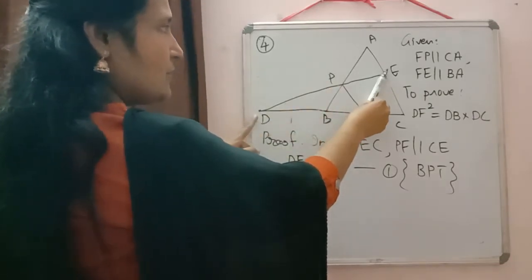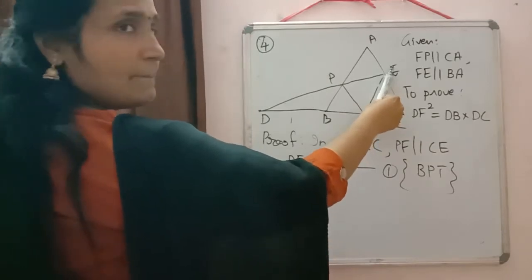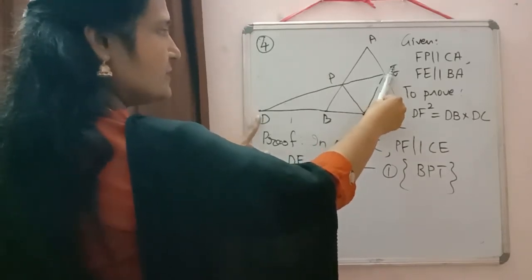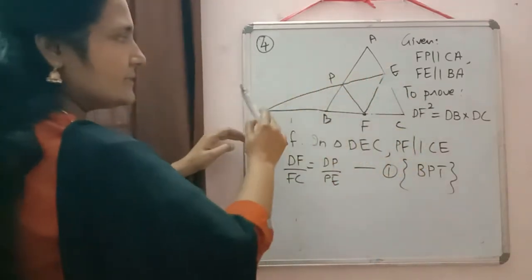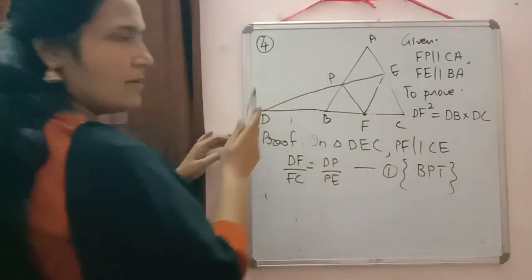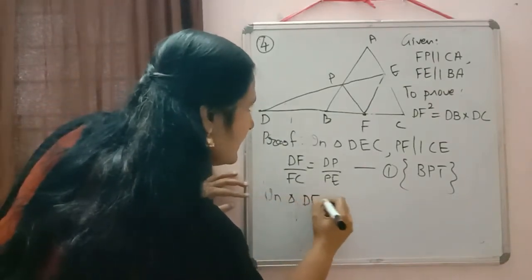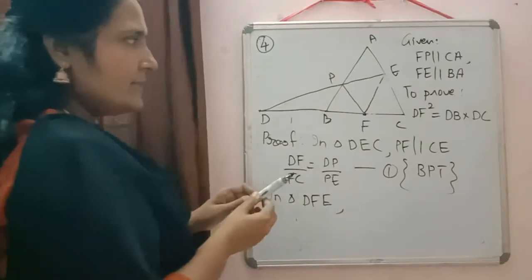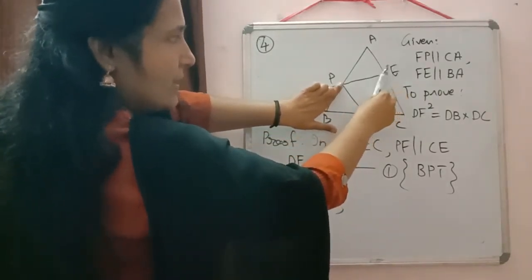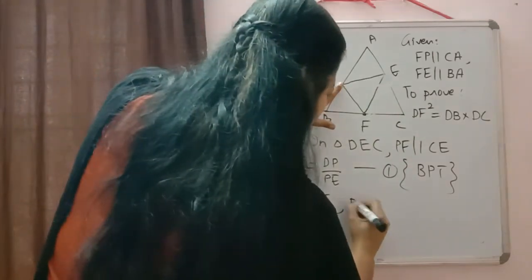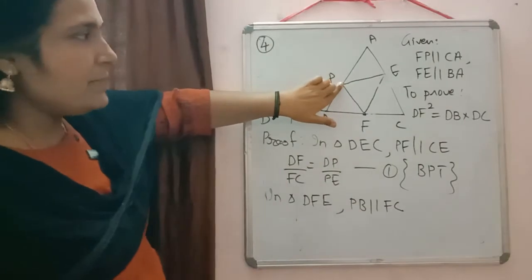So now we are going to take this triangle. Which one? You just check. When I have kept the pen here, the triangle which is visible to us is triangle DFE. This is the triangle which we have now. So write down there, in triangle DFE, we have PB parallel to FE. Then by BPT what will come?